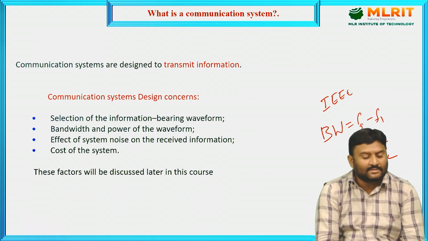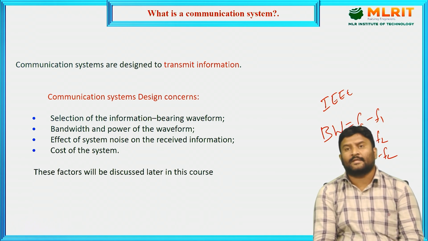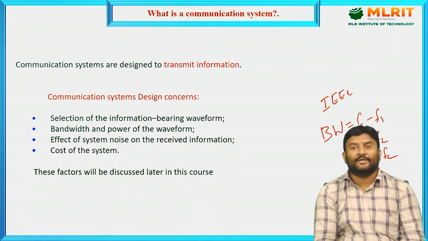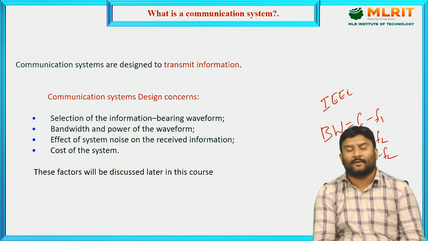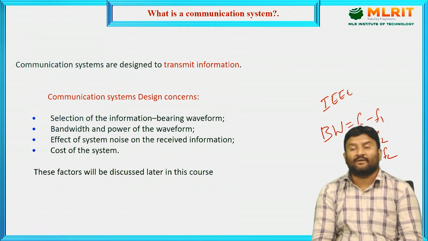The last one is the cost of the system. When designing these communication systems you need different types of elements: a transmitter, a receiver, and, depending on the application, some more blocks to add. Therefore the cost matters, and that's why it is also one of the design concerns.